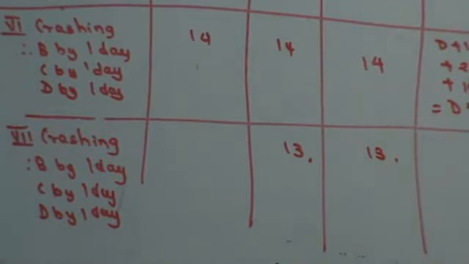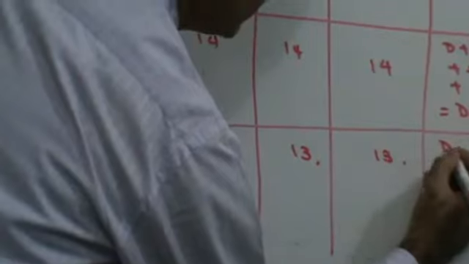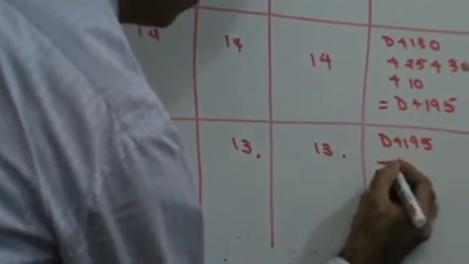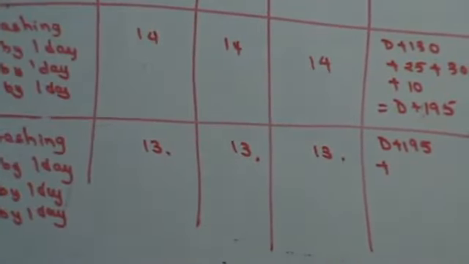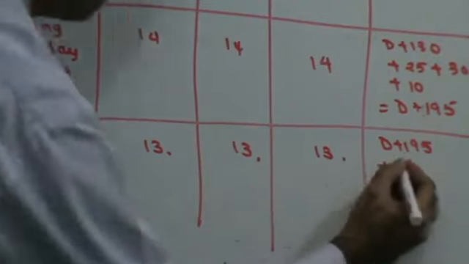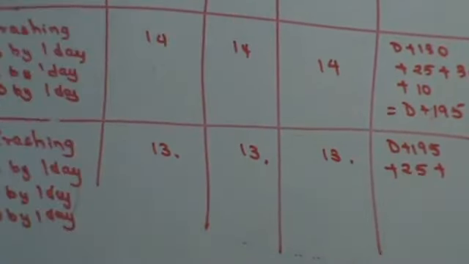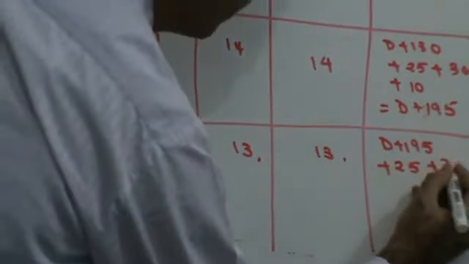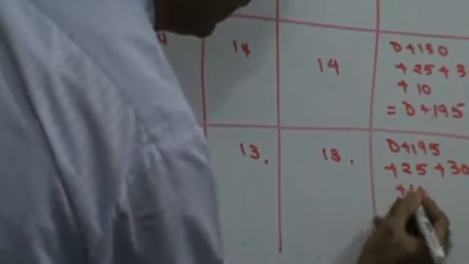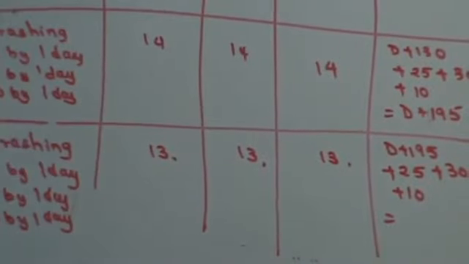And when do you have to do all this? Till the time I finish my 3 days of crashing of B. So this becomes 13. So in that case, this is D plus 195 plus B. Cost of B is 25. C is 30. Same, no? C is 30, yeah. 10. And 10. Right? 260.